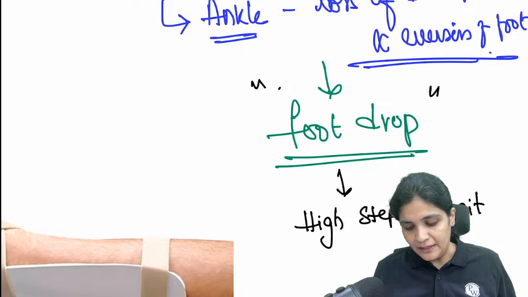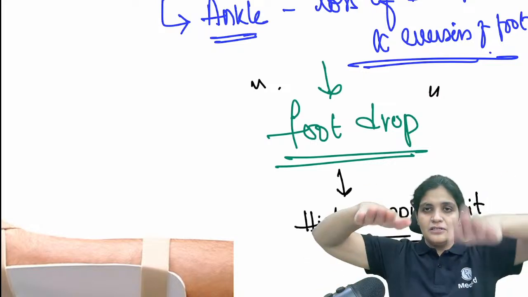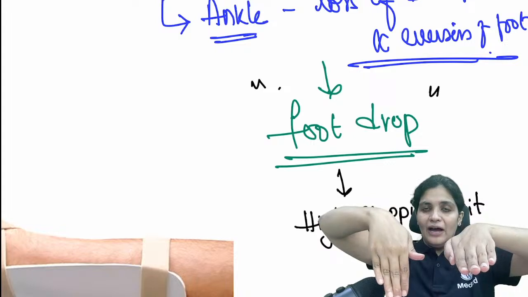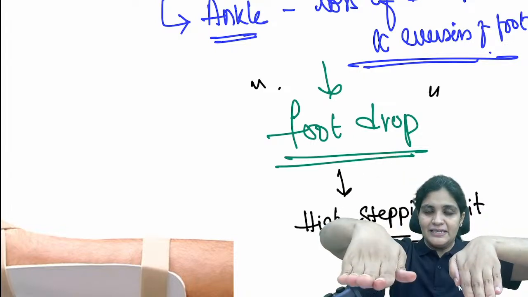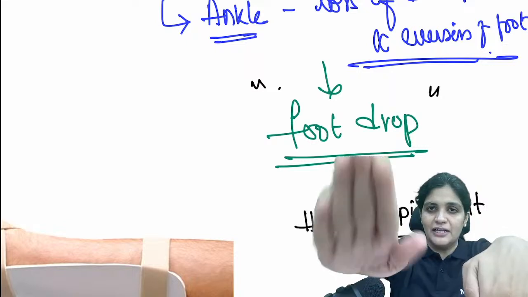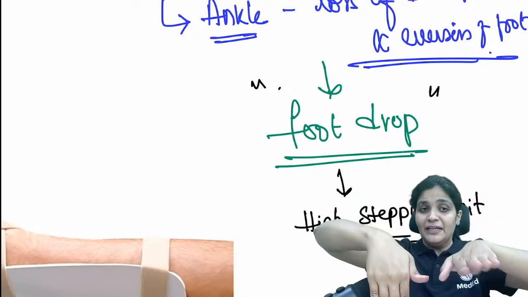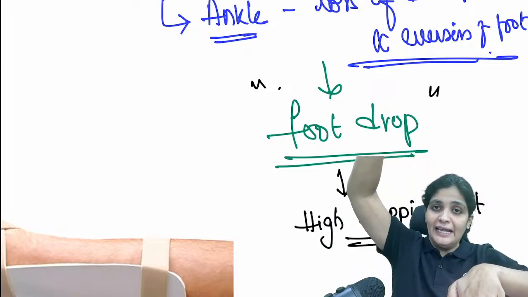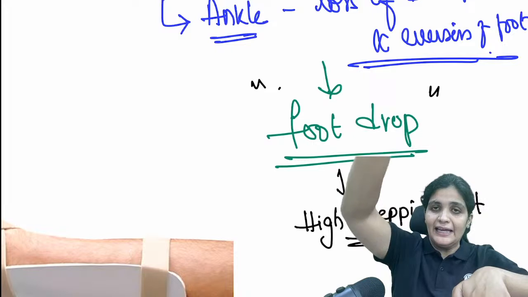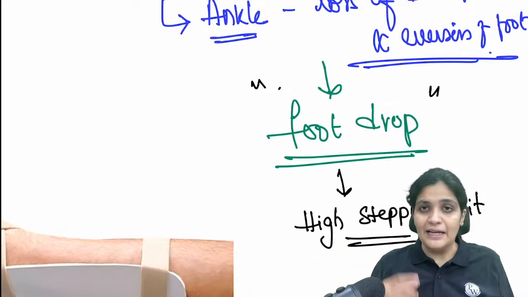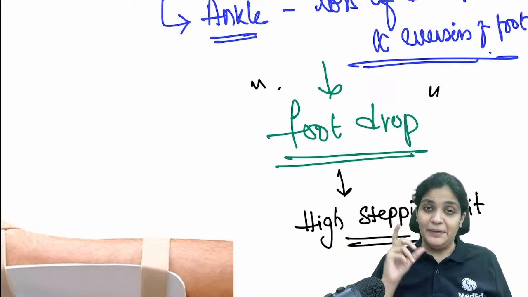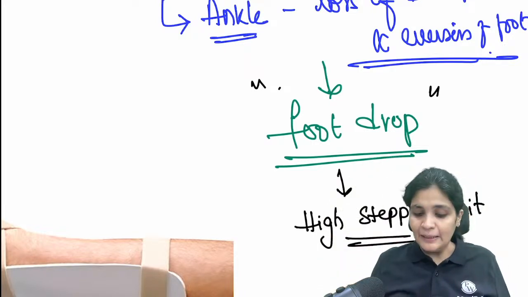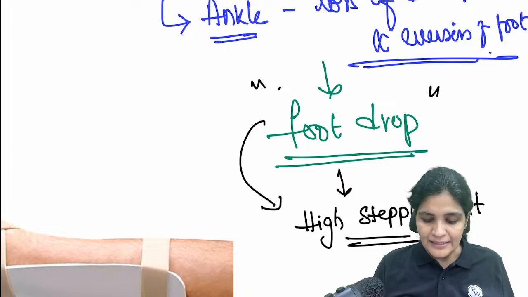So what happens here? See, this is the normal foot which is neutral, and this is your plantar flexed foot. Now you have to walk, so you have to dorsiflex and put the next step. How do we walk? We dorsiflex, heel touch, and then we put the foot down. Here the patient cannot dorsiflex, so he will lift the entire leg and then put it down like this. Because of that, it appears to be a high stepping gait. The steps are very high. So the foot drop gait is your high stepping gait.